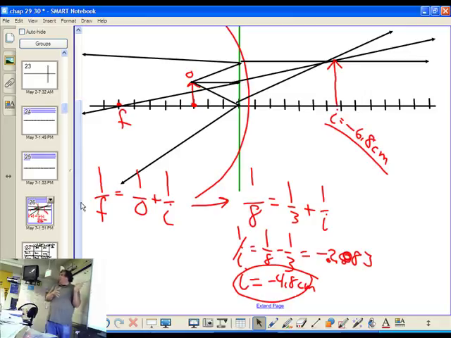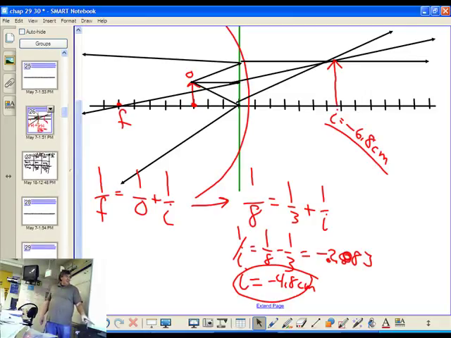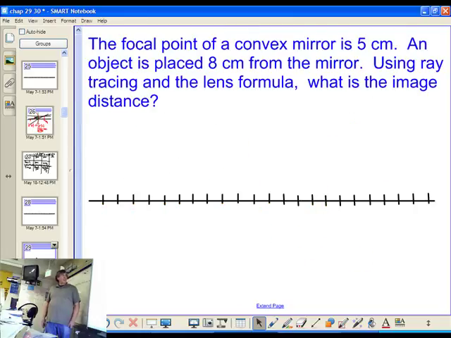Next class we'll do another one like this. But I want you to practice one of a convex. So this is a convex, which means the focal point is behind the mirror. Remember, the focal point is behind the mirror, and you draw lines toward the focal point and things like that. So use your guide. This is when you really need to use your guide. So the focal point of a convex mirror is 5 centimeters. Remember, that's behind. And what's the sign on this going to be?